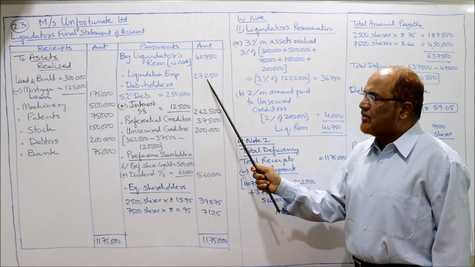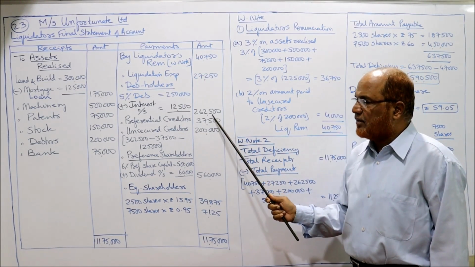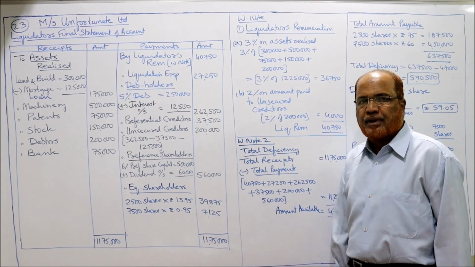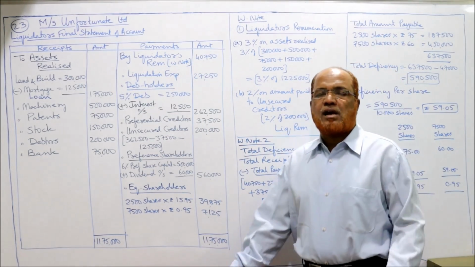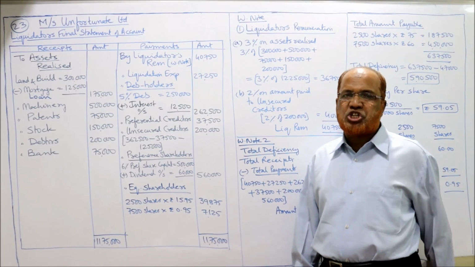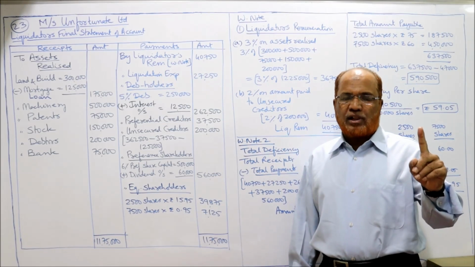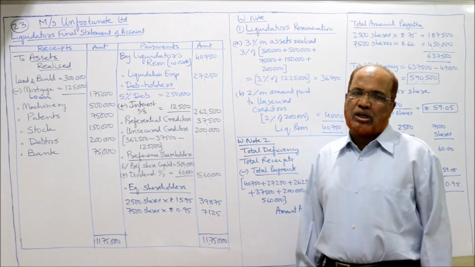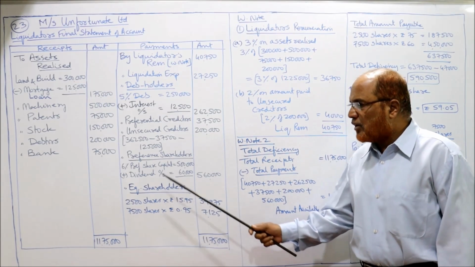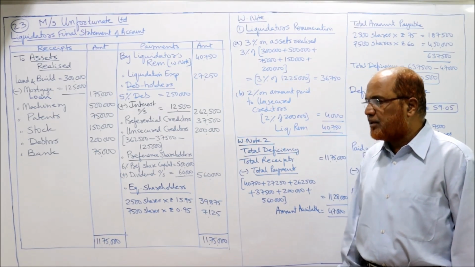The liquidation expense given in the problem of debenture holders, already we discussed. Preferential creditor 37,500, unsecured creditor 2 lakh. All the outside parties are paid off. Now remaining funds are available for paying to shareholders. First of all, the amount should be paid to preference shareholders. Later on, equity. Preference shareholders. So first of all, preference share capital is 5 lakh rupees.